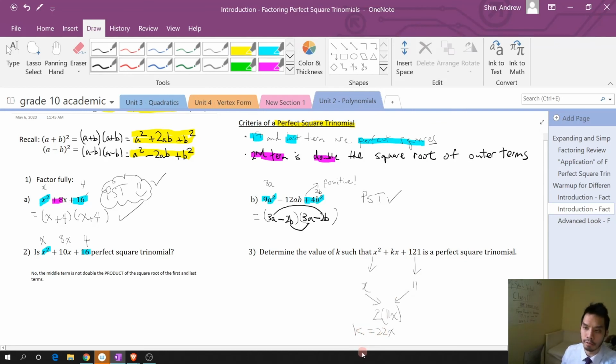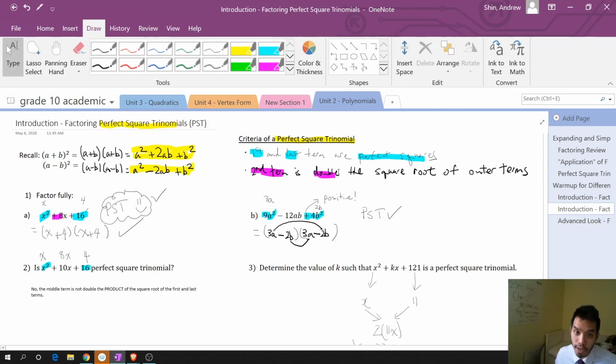Okay, and that's it for a perfect square trinomial. Make sure you always apply these two parts of the definition, and you'll be fine.